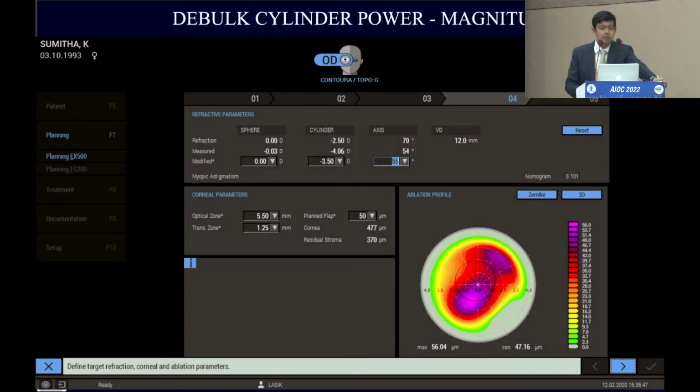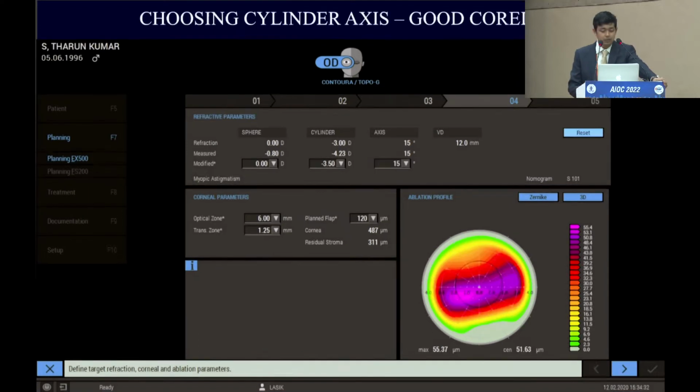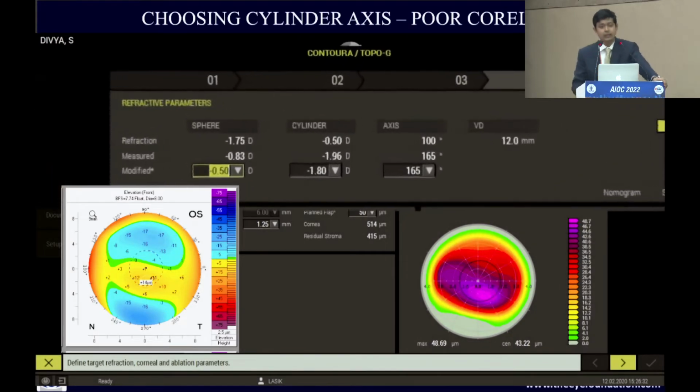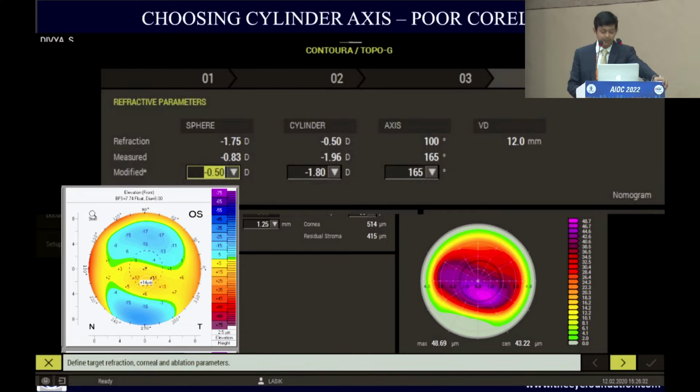Debulking the cylinder is another option after your 0 correction, and usually we try to debulk till we reach about 50 to 60 microns of whatever little tissue is left behind after your 0 power ablation. You may have cases with good correlation of your subjective and your measured cylinders, and when you have good correlation it is quite easy, but in patients where you have poor correlation, that's where it can become a little challenging on what axis to select, and possibly looking at your astigmatic axis on your topography or another device which you are measuring it and correlating it would be a good idea.